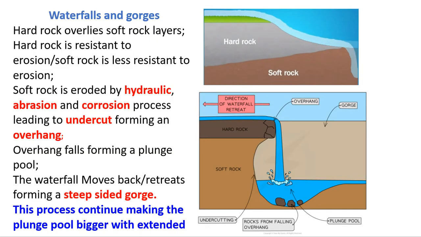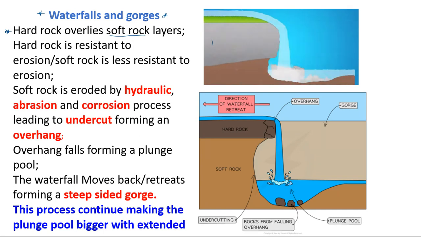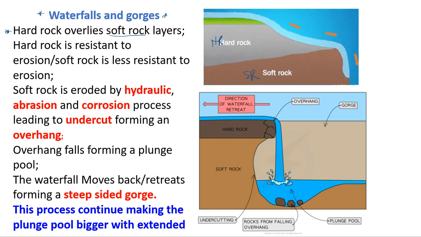Okay, the second landform here is waterfall and gorges. Now, a waterfall is formed when hard rock overlies soft rock layers. So hard rock, you should remember that hard rock overlies soft rock layers. So here, if you look at this animation, this is the hard rock here, and this is a soft rock. So the hard rock overlies a soft rock layer. So hard rock is resistant to erosion, but soft rock is not. So the soft rock will be what?